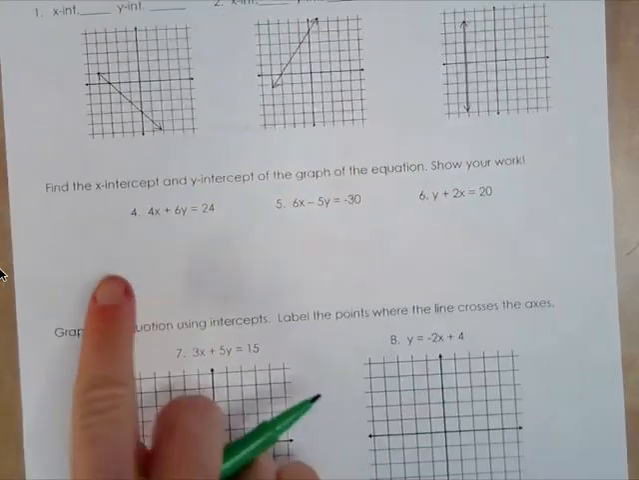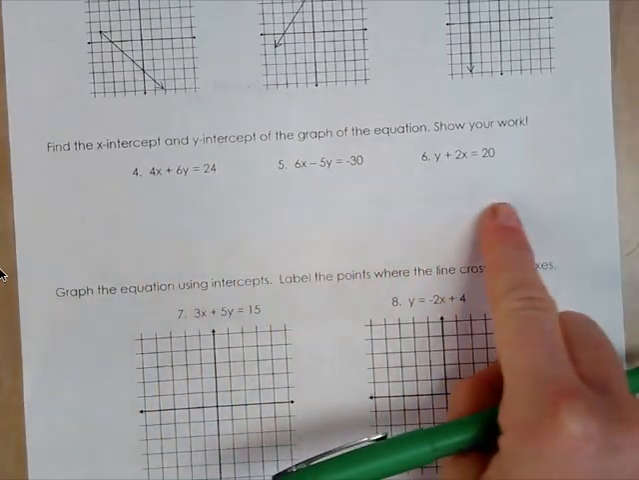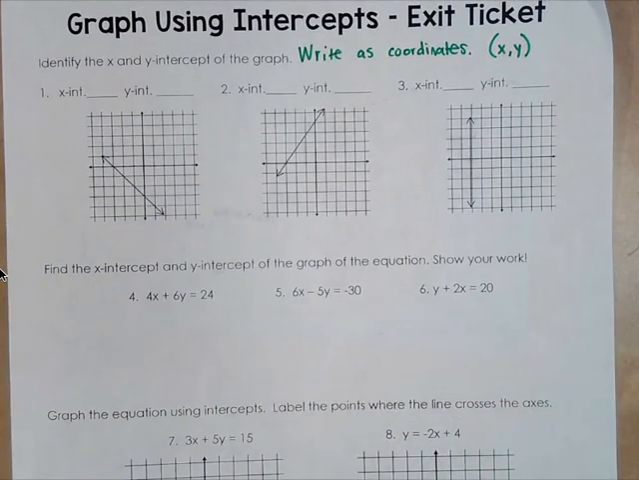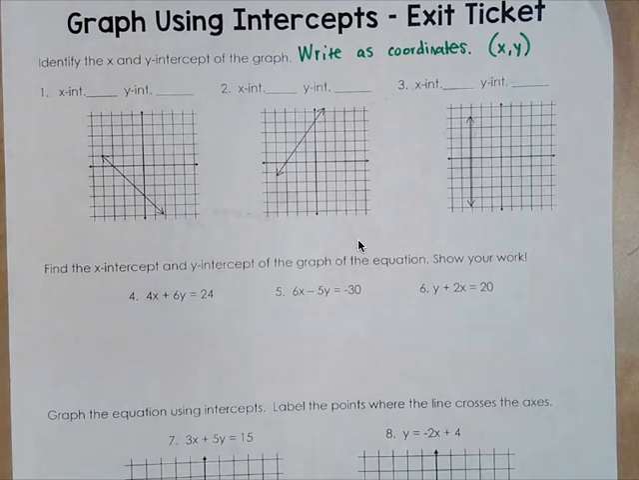Okay, so then you're going to find your x and y intercepts on 4, 5, and 6. And then 7 and 8, it says graph using intercepts. Label the points where the line crosses the axis. Okay, so make sure you finish this and then you can turn it in.